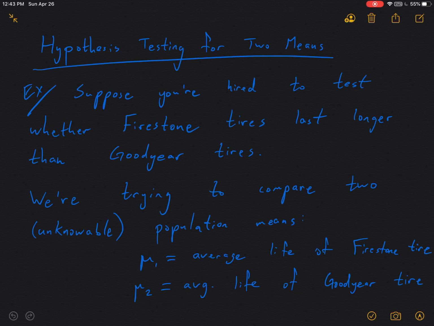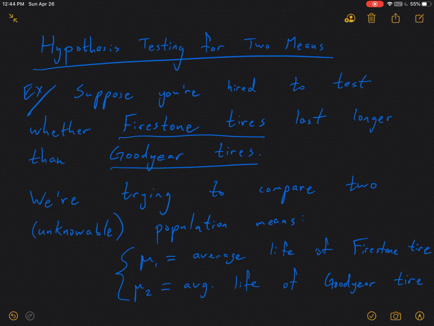So, for example, let's say that you're hired to test whether Firestone tires last longer than Goodyear tires. In this case, there's not just a single population mean that we care about. We don't care about the overall average of the lifetime of tires. What we care about is the lifetime of Firestone tires versus the lifetime of Goodyear tires. So we're trying to compare two population means. We want to compare the average life of a Firestone tire to the average life of a Goodyear tire.